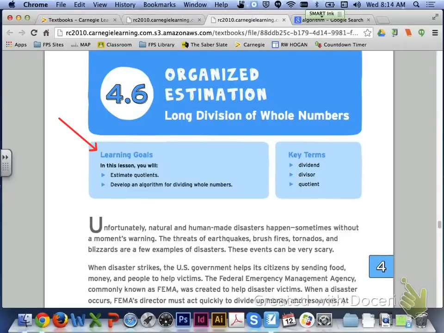Hi class, in lesson 4.6 we will be taking a look at long division of whole numbers. Learning targets for today will be estimating with quotients and developing an algorithm for dividing whole numbers. An algorithm is simply a step-by-step procedure that we are going to use for calculating an answer.